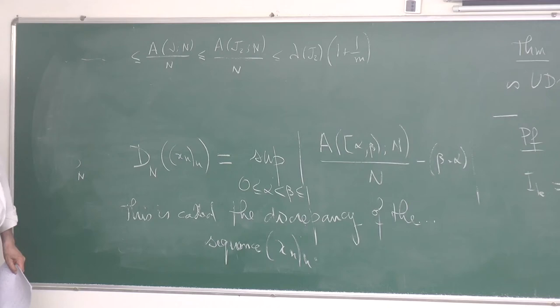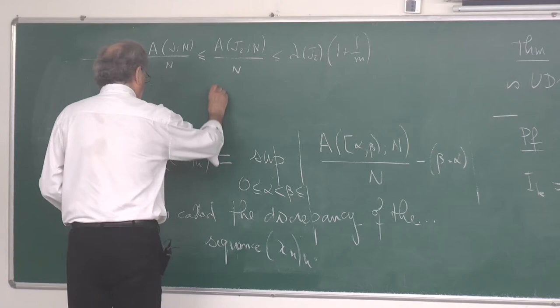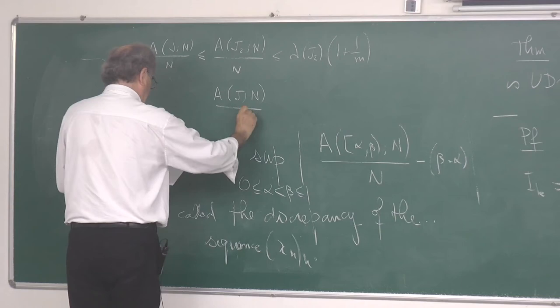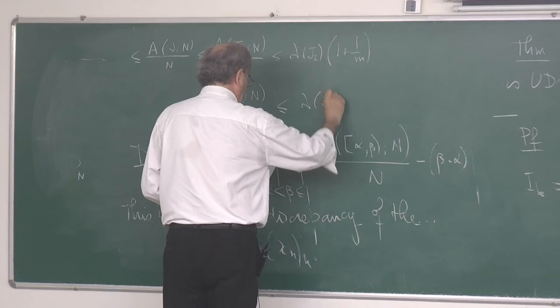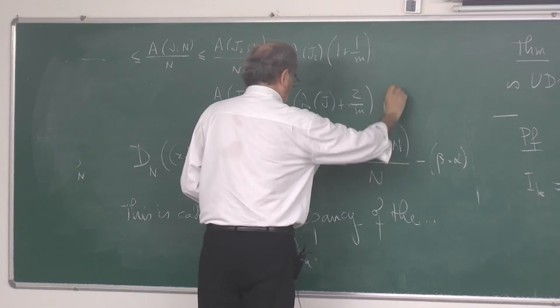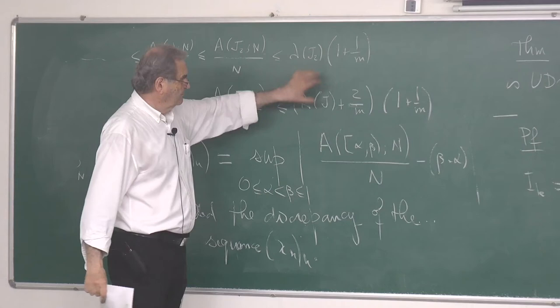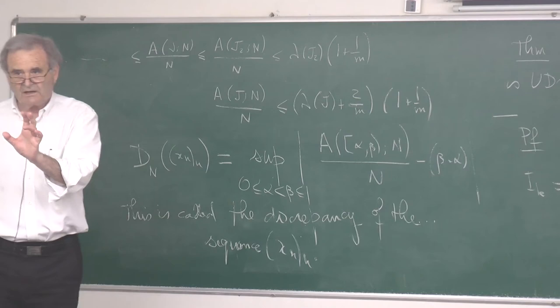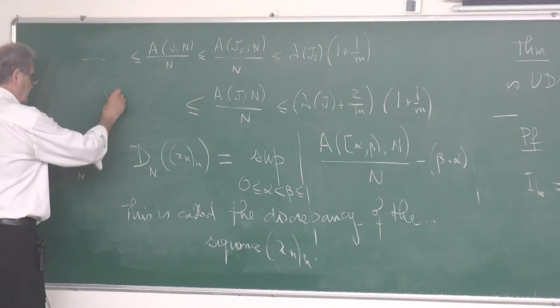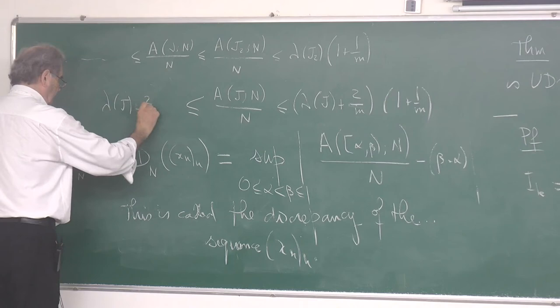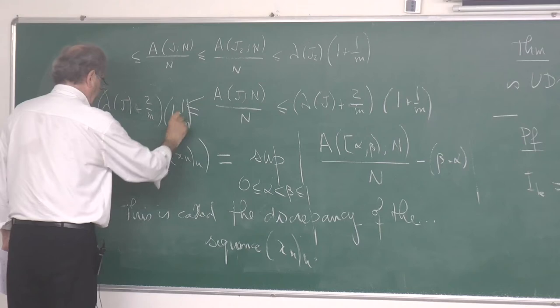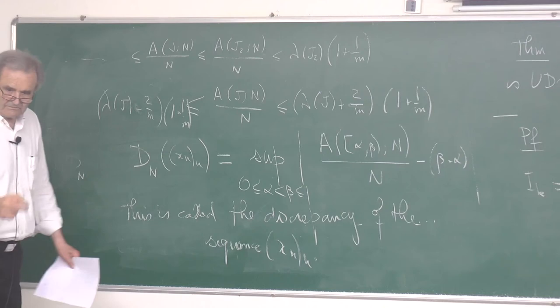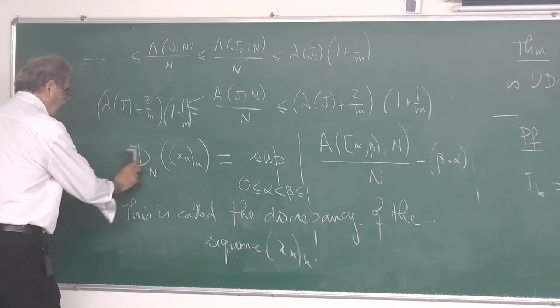Good. Now, if you look at a_J of n over n, this will be something like lambda J plus 2 over m, times 1 plus 1 over m. This is because lambda J2 is less than this. It's just an inequality we had. You have a good approximation of your interval J by J1 and J2. And in the same way, there you will get something which is lambda of J minus 2 over m, times 1 minus 1 over m.